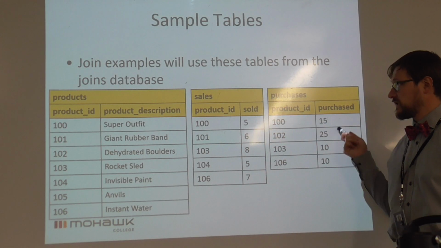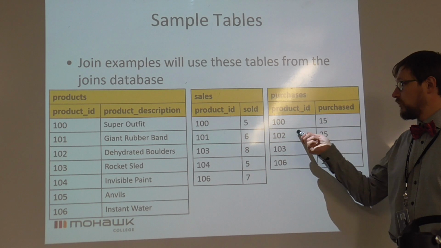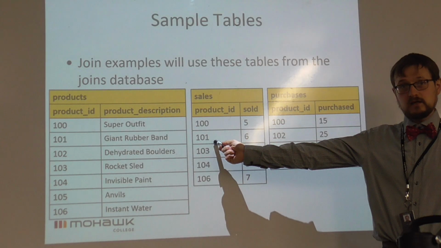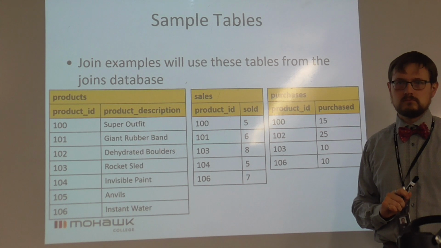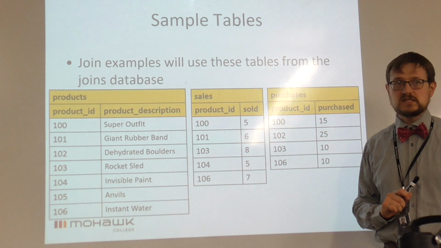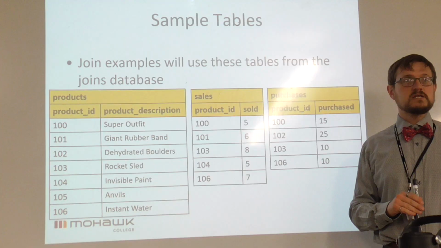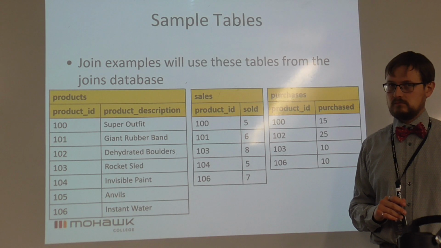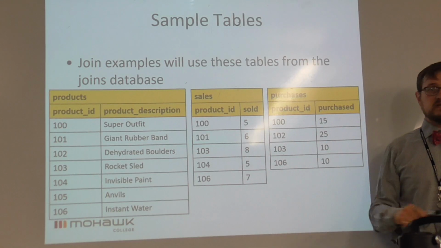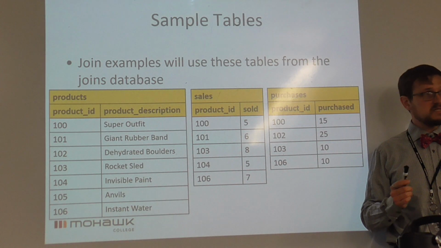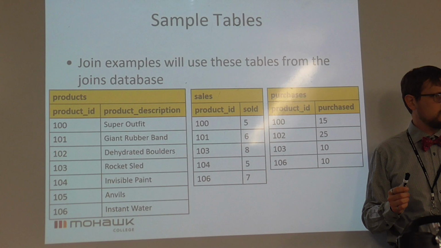101 does not exist in the purchases table. 102 does not exist in the sales table. Neither of them appear in the output. This is what it means to be an inner join, right? If it's not common to both, it isn't shown. Does this make sense? So far, so good?